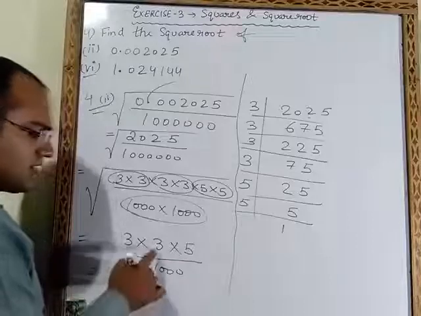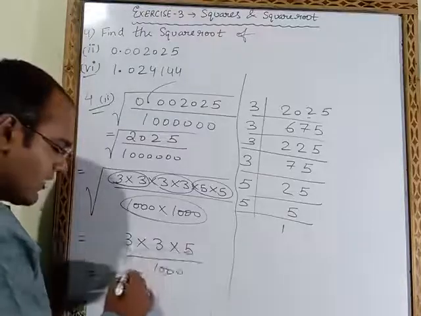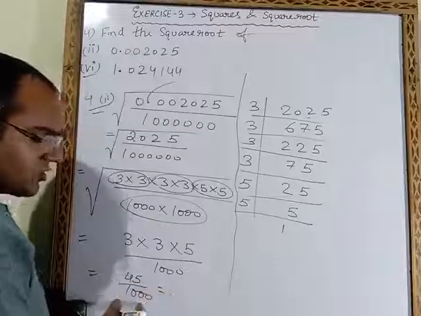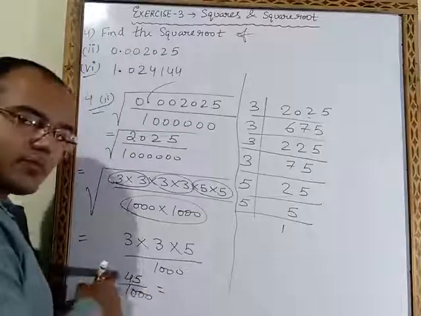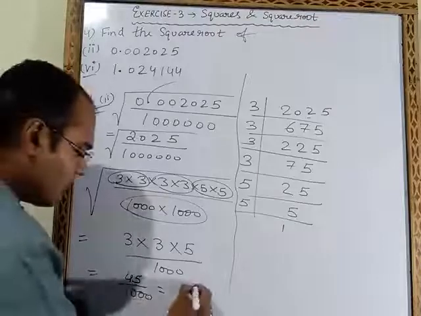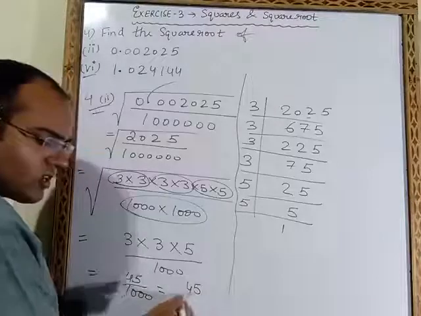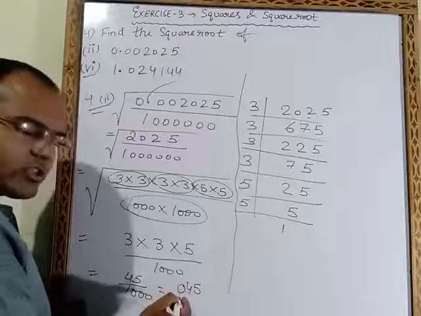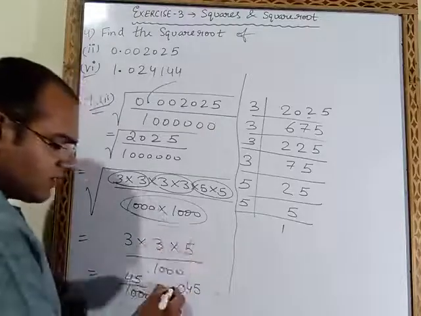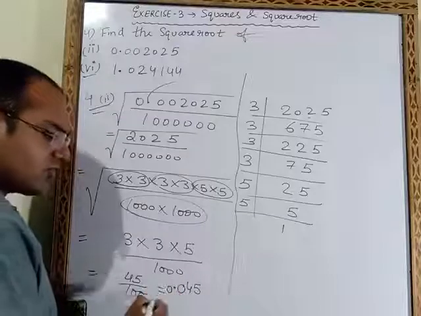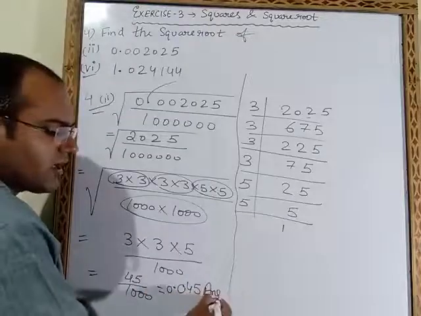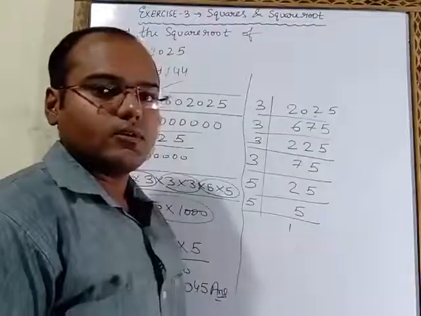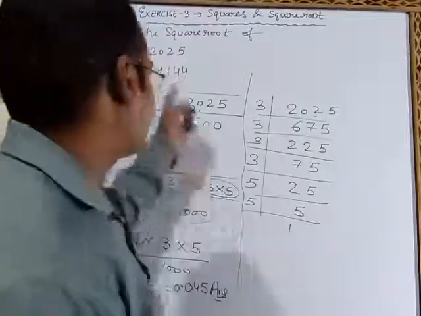Now the final answer is 3 threes are 9, 9 fives are 45 upon 1000. Because of this 1000, we will put here a decimal. 3 zeros are coming. So 5, 4. Before 3 digits, we have to take the point. 1, 2. The third digit is not there, so we will take 0, then point. And before the point also you have to take 0. So this is your final answer. So like this you have to do this part number 2nd. Now see next part number 6.